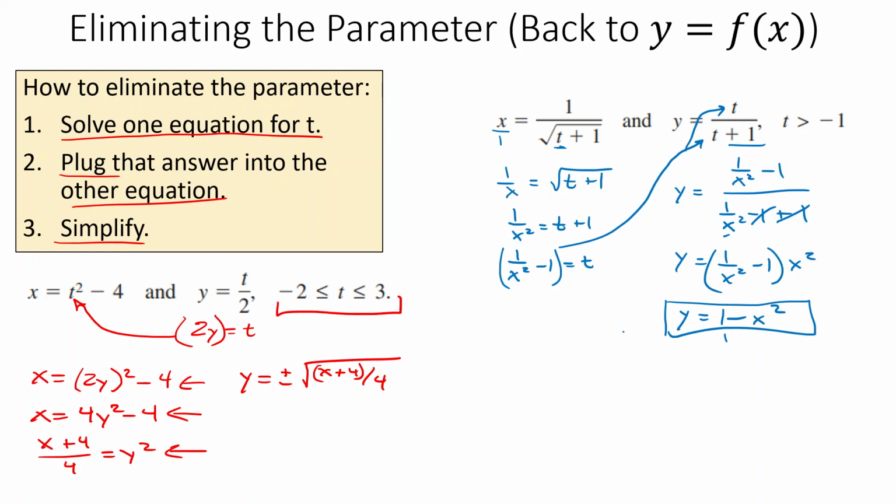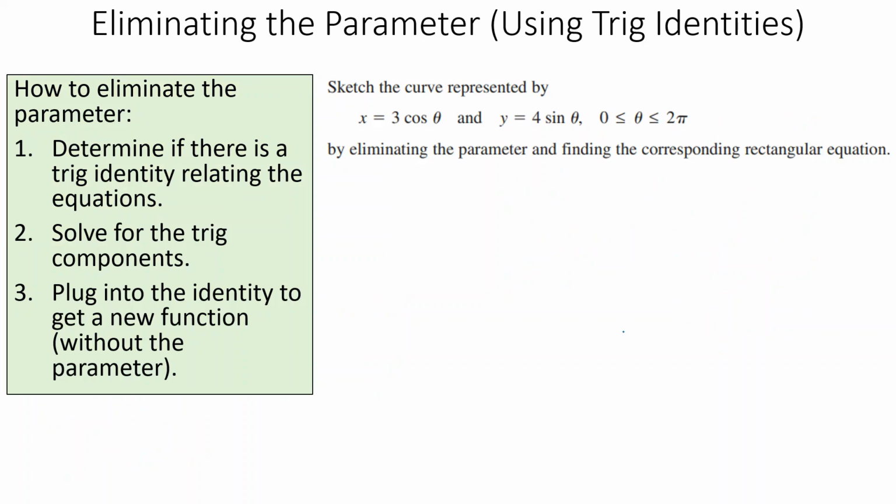There are some other ways, especially when it involves trig functions. All right, so here's another one. This one involves trig functions. So it would be very difficult to, well, it wouldn't be super difficult, but we'd end up with arc cosine or arc sine in our function if we solve the parameter here. So oftentimes, if we're working with trig functions, we look for some sort of trig identity relating the equations that we have.